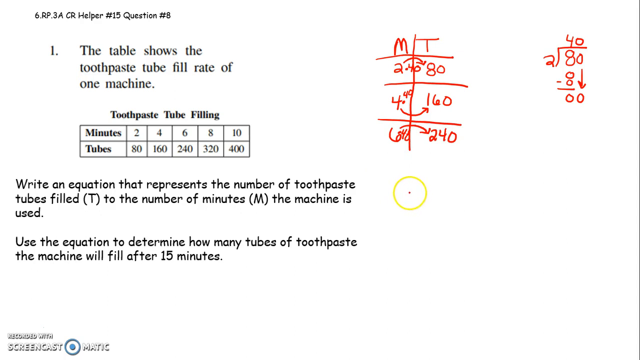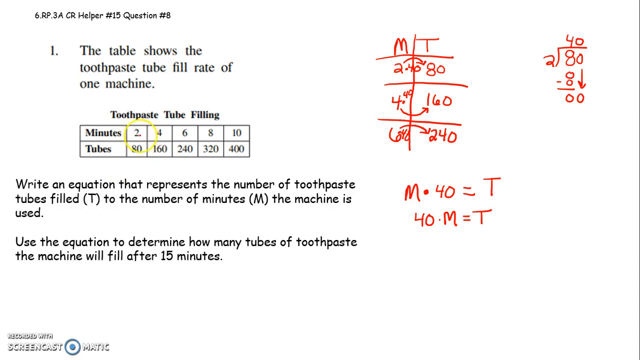So if we want to take our number of minutes, what would I have to multiply that by to get my total tubes filled? I would multiply that by 40. So I could write that M times 40 equals T, or 40 times M equals T. That would be an acceptable equation.